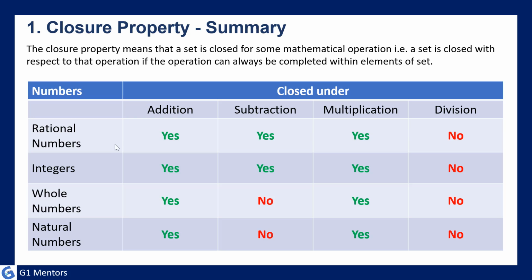If any rational number is divided by 0, it is not a rational number. All numbers, whether rational numbers, integers, whole numbers or natural numbers, are closed under addition and all are closed under multiplication. However, only rational numbers and integers are closed under subtraction, whereas whole numbers and natural numbers are not closed under subtraction or division. Here, if we see division, none of the numbers is closed. Rational numbers are closed under division with an exception of 0.